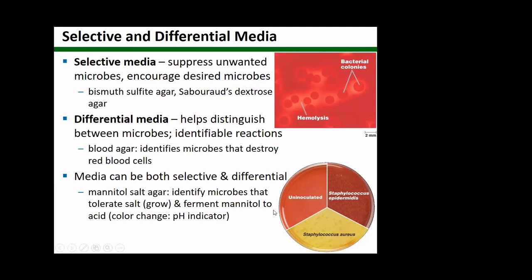And then it has that mannitol, that sugar alcohol in it, that some bacteria can ferment and some can't. So the bacteria that can grow on this plate, the gram-positives, if they ferment mannitol, they will actually turn the media yellow. If they don't, the media will stay red. So this is an example of selective and differential media.